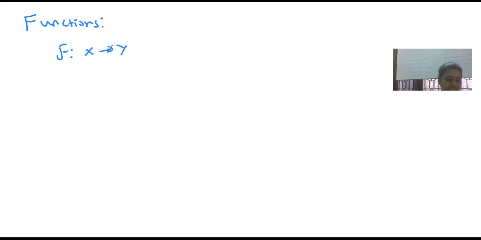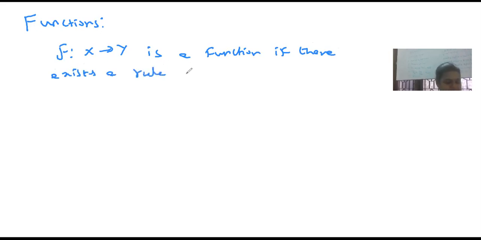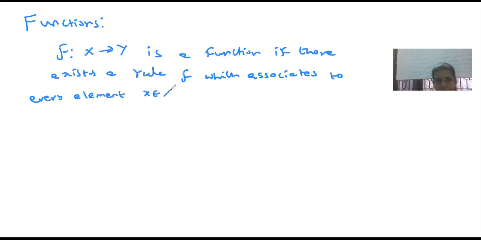So here, when you are saying that f from x to y is a function, if there exists a rule f which associates, okay ma, which associates to every element x belongs to capital X, a unique element. Underline that word unique element.